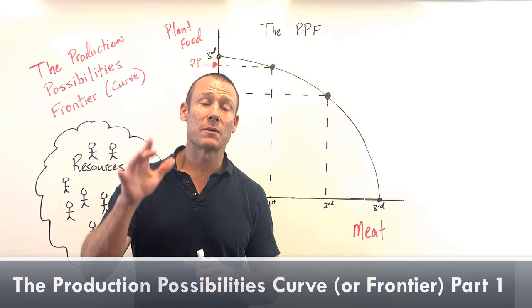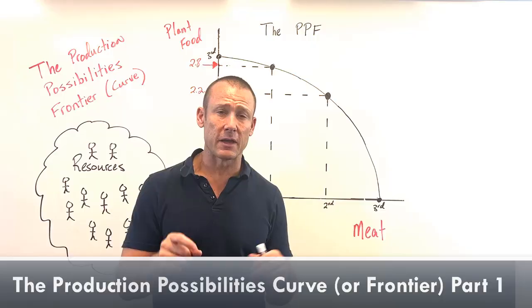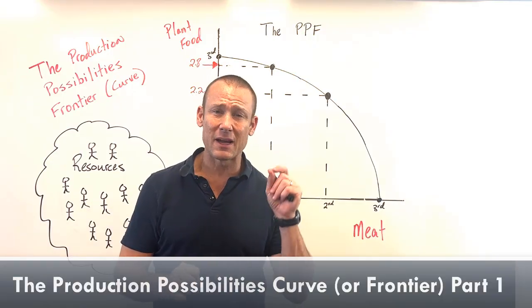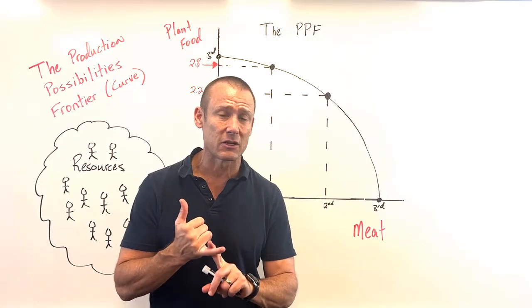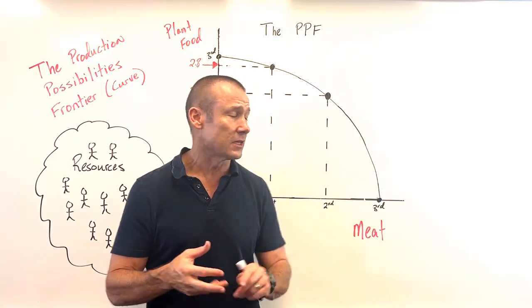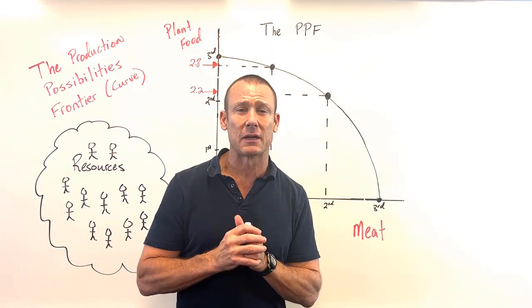Hey guys, in this video we're talking about the production possibilities frontier or production possibilities curve. It goes by both names. And when you get to this model, you're probably early on in your class and you're talking about basic economic concepts, things like scarcity, trade-offs, and opportunity costs.